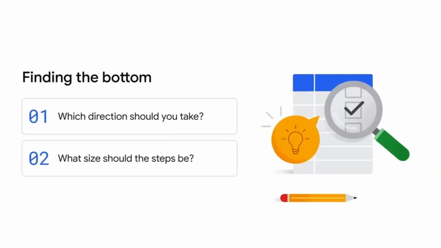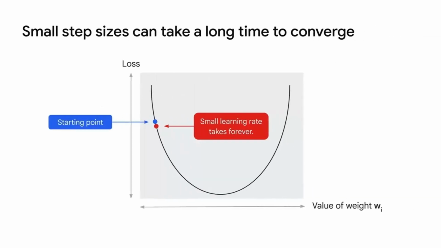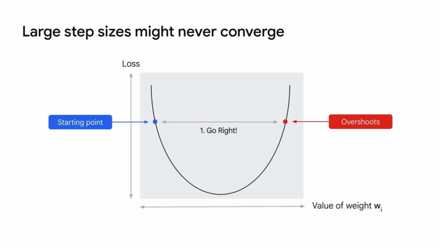The second question in finding the bottom is, what size should the steps be? The step size depends on the learning rate, which determines the learning speed, how fast you bounce around to reach the bottom. Step size, or learning rate, is a hyperparameter that is set before training. If the step size is too small, your training might take too long. If the step size is too large, you might bounce from wall to wall, or even bounce out of the curve entirely without converging.